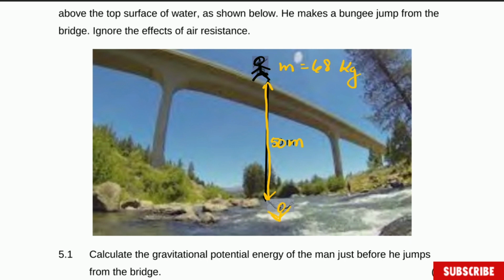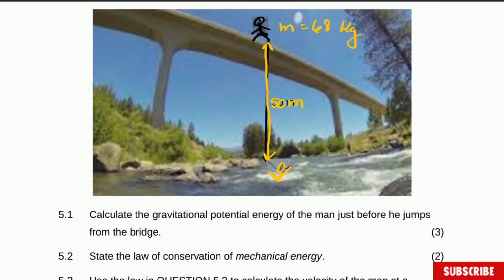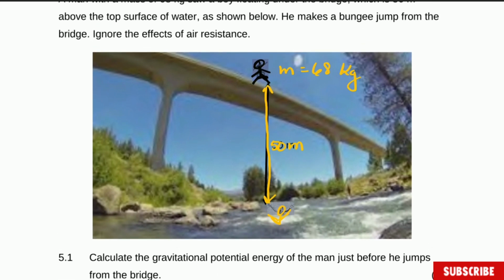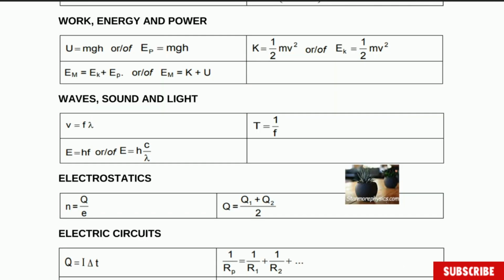Okay. Now, the first question, 5.1: calculate the gravitational potential energy of the man just before he jumped from the bridge. So they want to calculate the gravitational potential energy of the man at that specific point. So we can do it on this side, and this is question 5.1. Let's answer here. The gravitational potential energy is equal to the product of mass, acceleration due to gravity, multiplied by height. Quite simple.